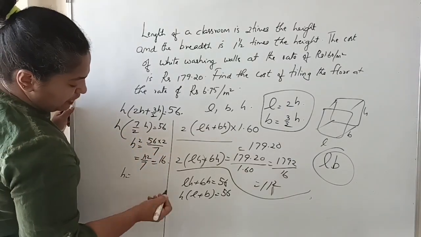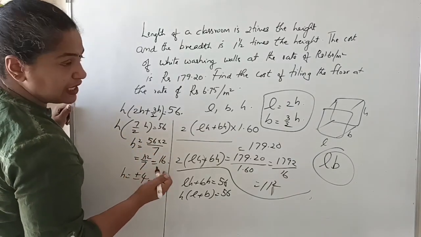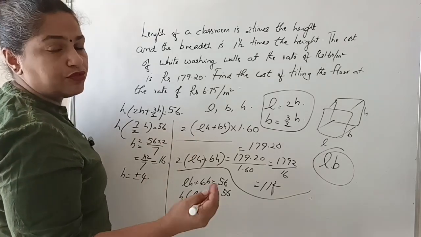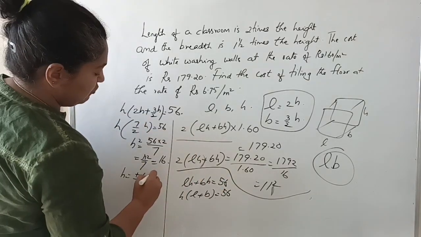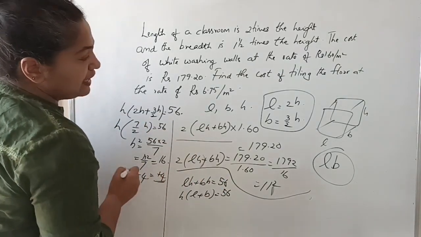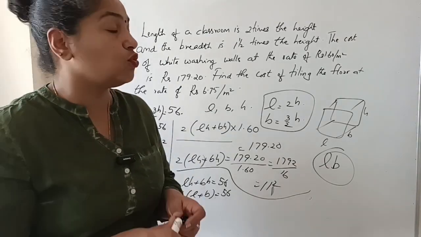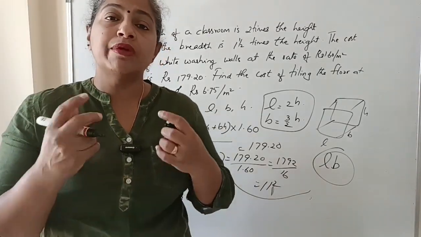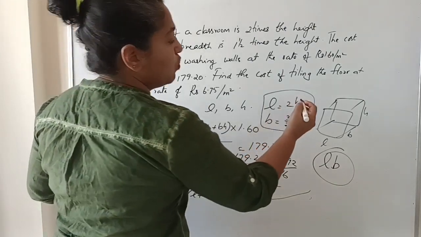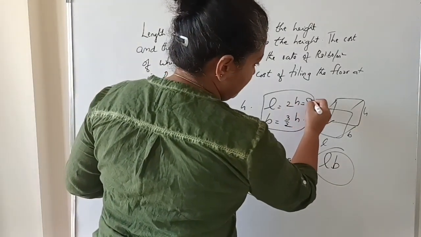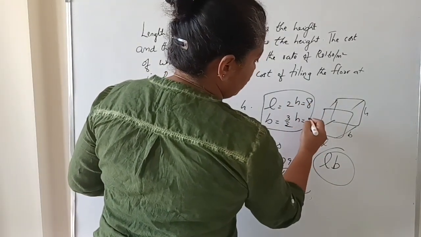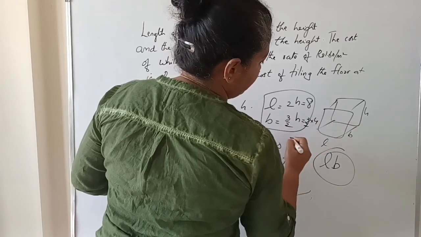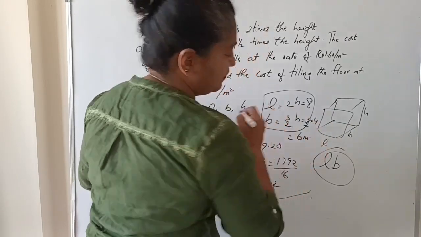If I am taking the square root, I will get plus or minus 4. A negative value for any measurement is not possible. So, the value is plus 4. So, I can say that the height of the room is 4 meters. Because the height of the room is 4 meters, what is the length of the room? It is 8 meters. And what is the breadth of the room? It is 3 by 2 into 4, 6 meters.